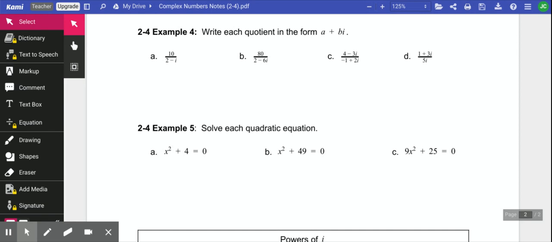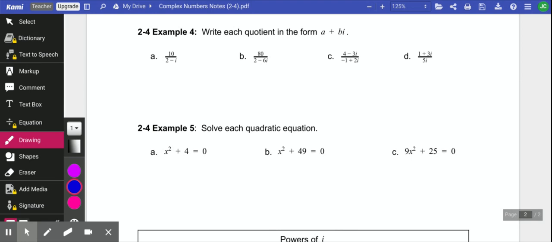So what we're going to do, to get rid of the imaginary numbers in the denominator, is multiply by the conjugate, okay? So the conjugate of 2 minus i is 2 plus i. And if you multiply that on the bottom, you have to multiply by that on the top. Okay, so we're going to multiply top and bottom by the conjugate.